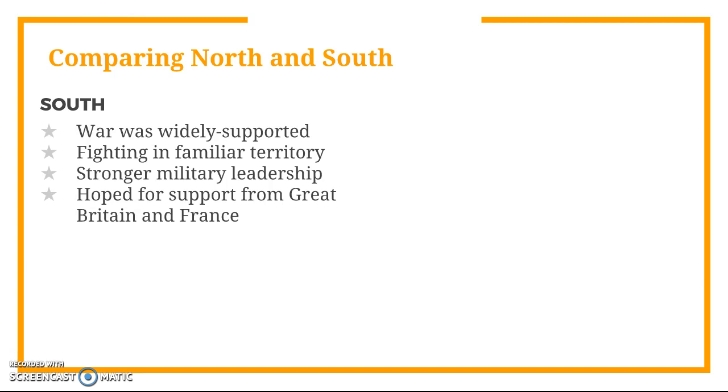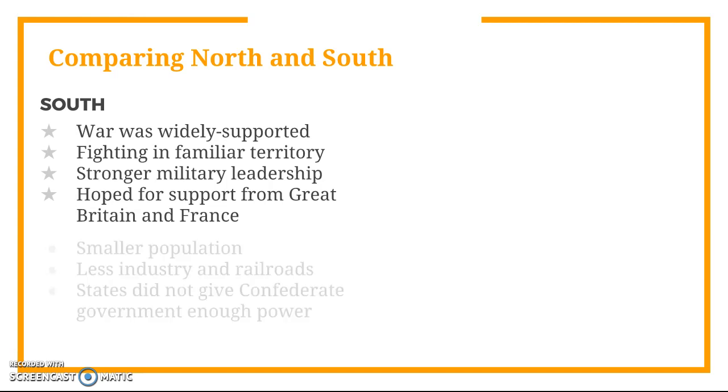And the South was also hoping for support from Great Britain and France, and this was because Great Britain and France imported a large amount of cotton from the South. The South was hoping that this trade and economic impact that they had in these European countries would lead them to giving the South support in the Civil War, much like France had come to the aid of the United States in the Revolutionary War.